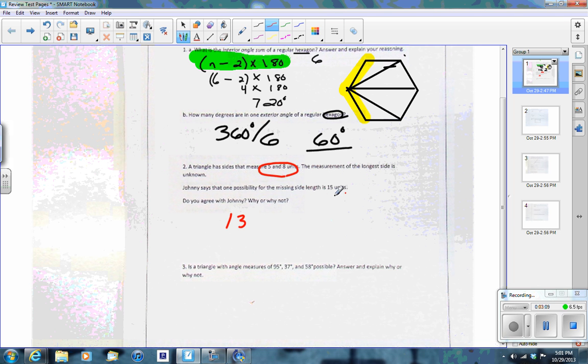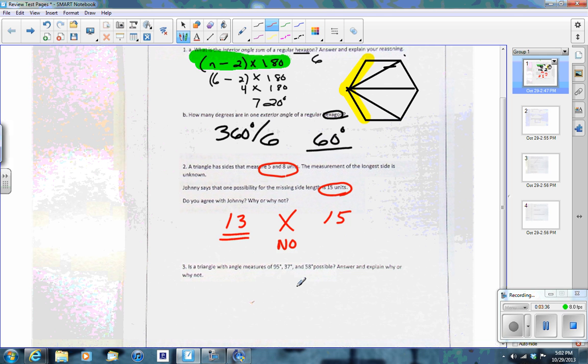And we have Johnny thinking that maybe the third side could be 15. Well, no, it's not going to work, because the sum of the two smaller sides is not greater. 13 is not greater than the 15, which was his guess at the longest third side. So it's not going to work.